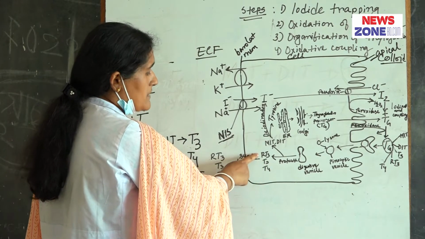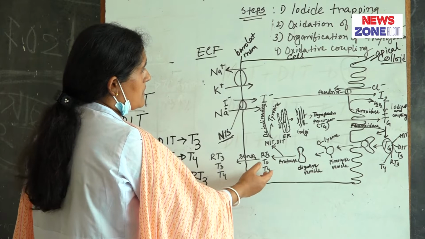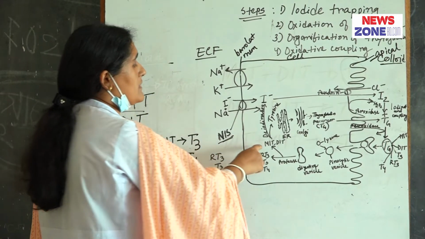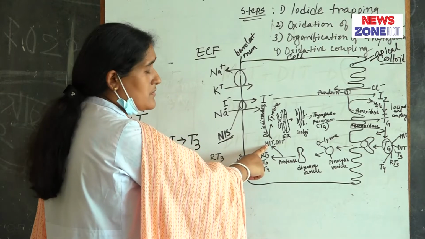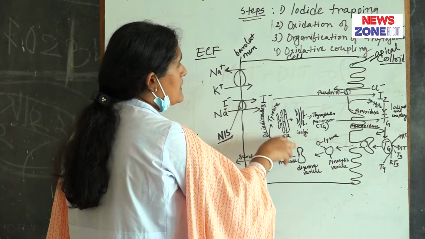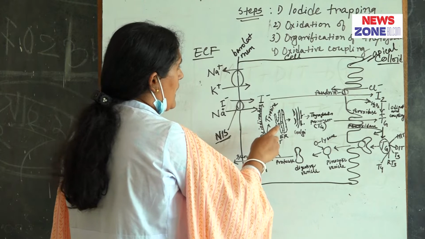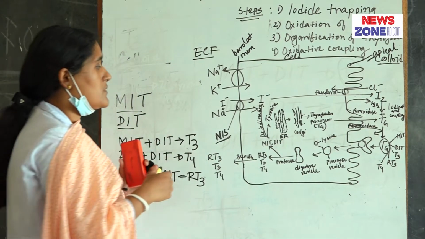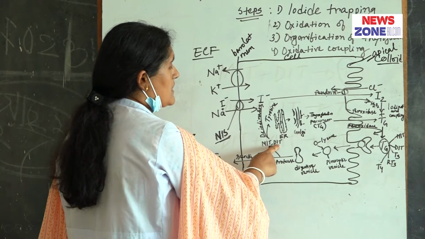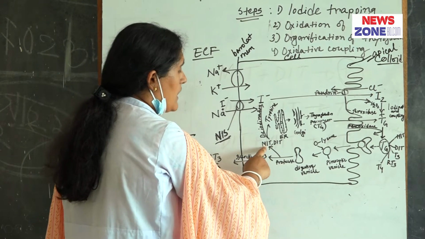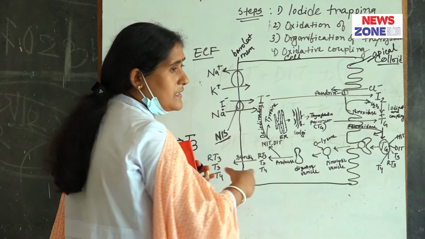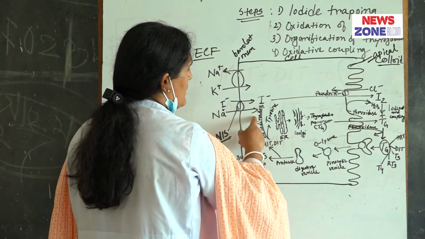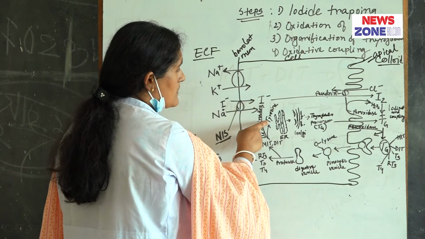This reverse T3 and T4 are ultimately released from the cell into the ECF. But MIT and DIT, that is monoiodotyrosine and diiodotyrosine, remain within the cell, and within the cell there is the deiodinase enzyme. So deiodination of MIT and DIT occurs, and by the deiodinase enzyme MIT and DIT are broken down, releasing iodide and tyrosine.